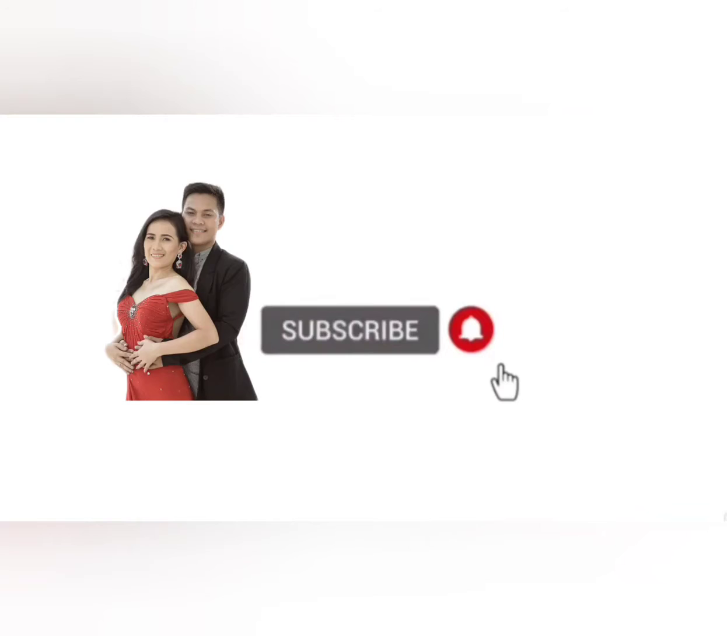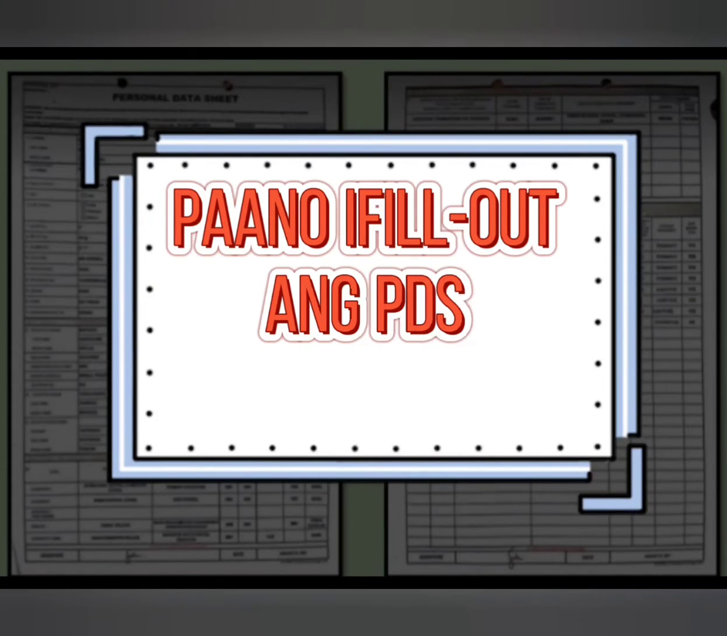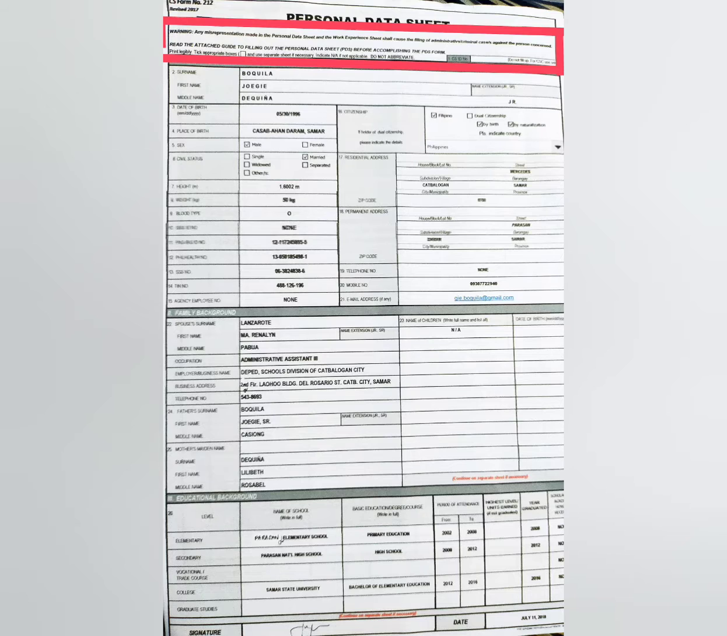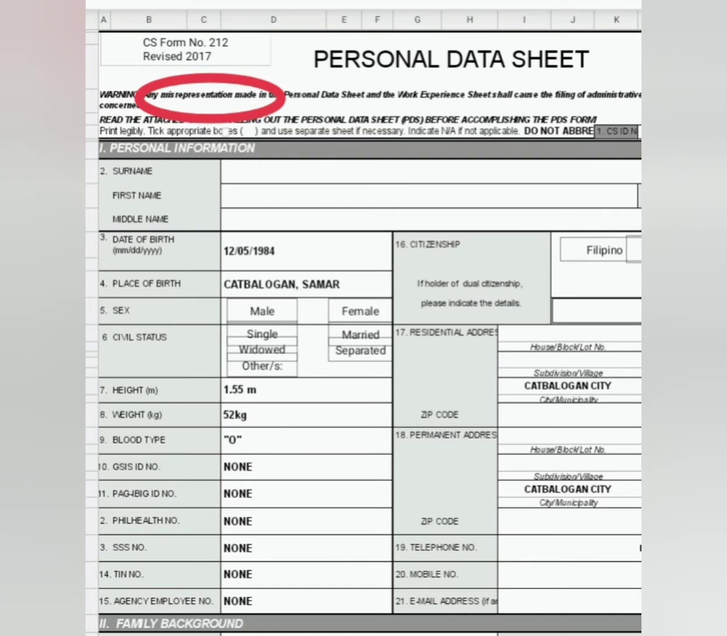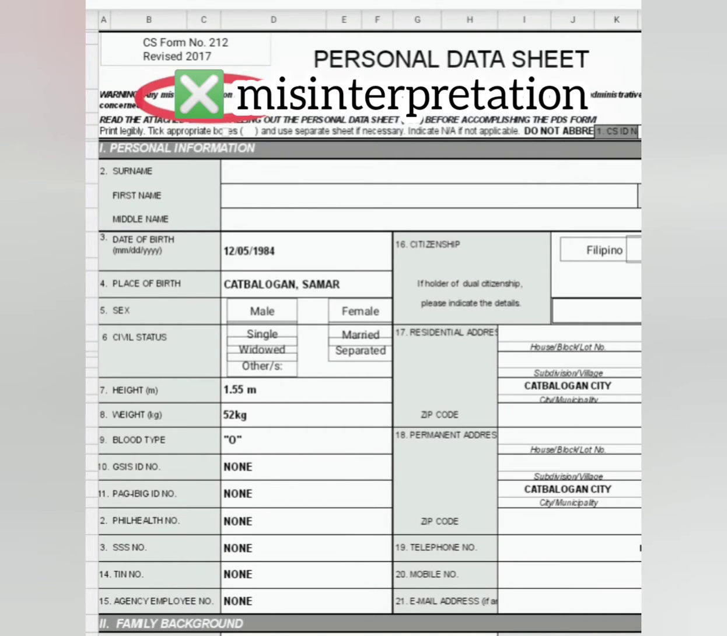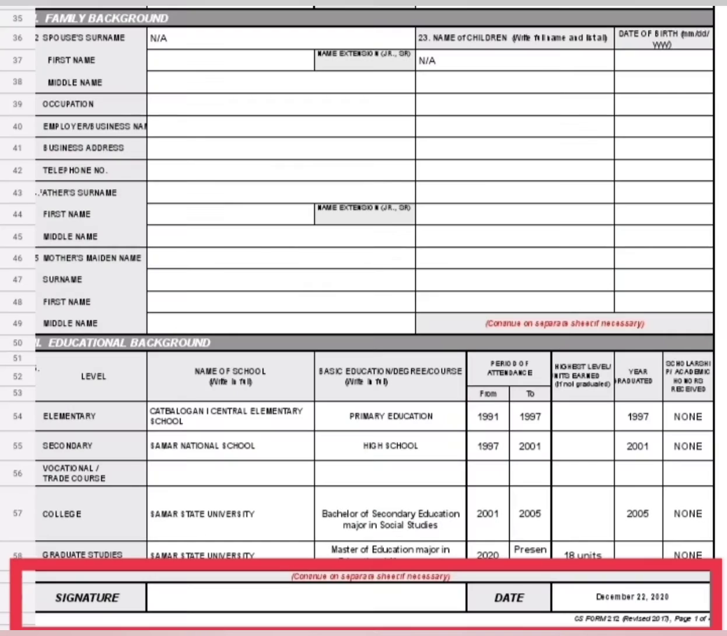Today, tuturuan ko po kayo kung paano i-fill out ang PDS Revised 2017. Bago ka mag-fill out ng form, make sure to read the instruction on the upper portion. So, paano mo malalaman na ang na-download mong form ay tama? Kung ang nakalagay sa warning ay any misrepresentation at hindi misinterpretation. At ganito po dapat ang lower portion niya.